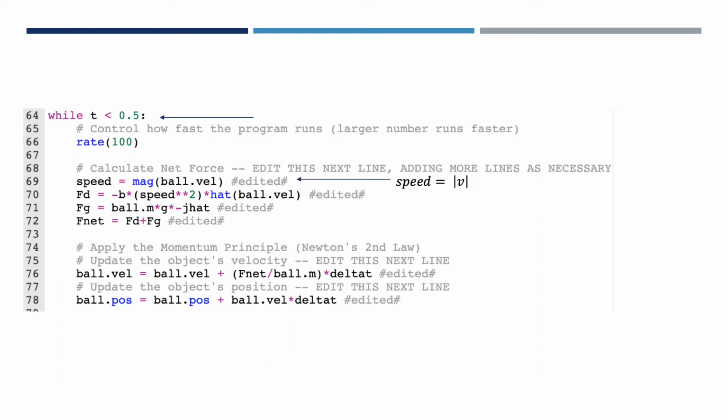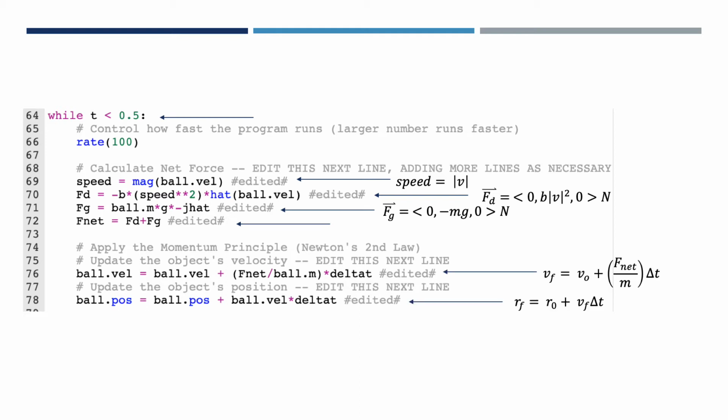Here I set a variable called speed equal to the magnitude of the velocity vector. I then set the force of drag equivalent to this equation. Notice that the drag force is in the opposite direction to that of the velocity vector. The force of gravity was established in the negative j-hat direction. The net force was set to include both the force of gravity and the force of drag. Lastly, these two equations were updated to match Newton's second law.